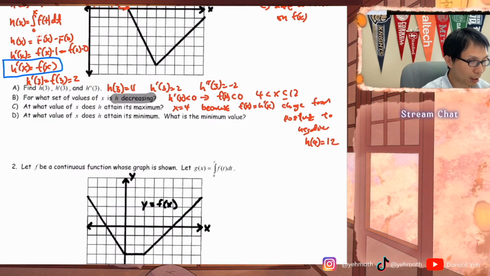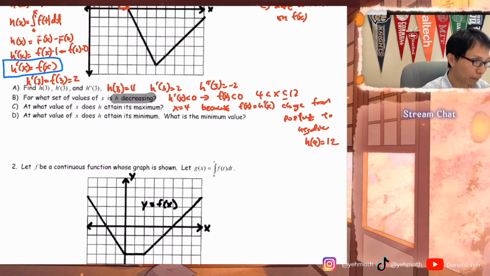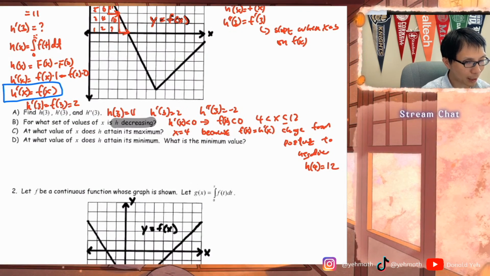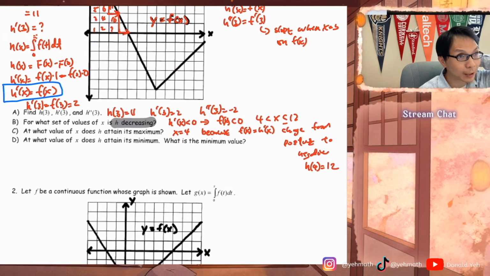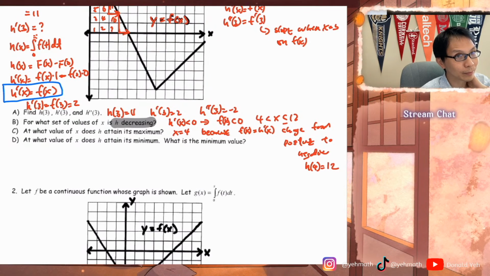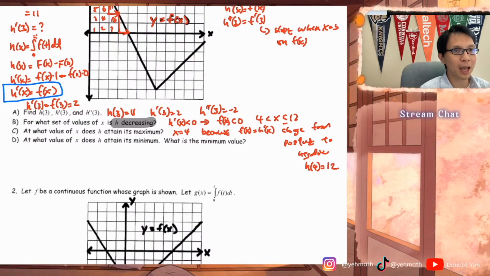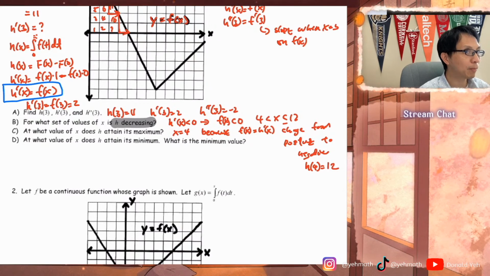So do you guys understand why h of 4 is equal to 12? Okay. Now, let's answer the next question. At what x value does h attain its minimum, and what is the minimum value in here? Yes. 7. No, because 7 is where f of x reaches its minimum. It does not represent h. I know you already know, and you ask other people.